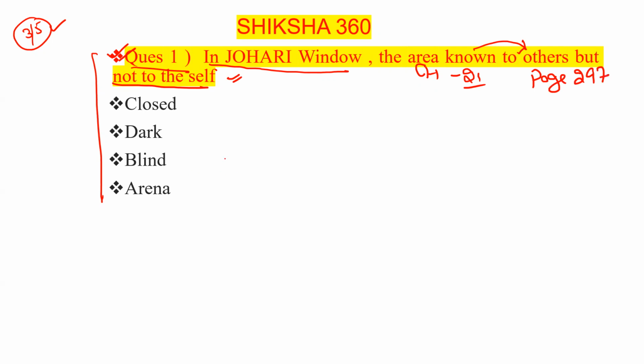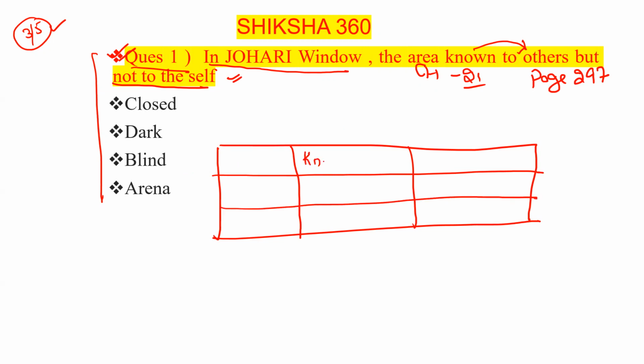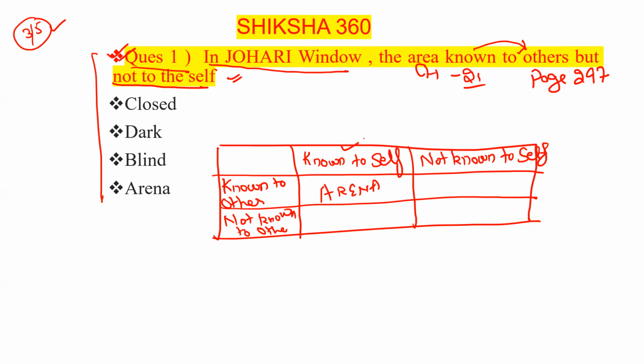We will discuss in detail what the Johari window is. We will draw one table, from which you will be able to answer the question. This block is known to self, this is not known to self. You already have one case study uploaded on that, available in the ABM group, which you can go through. That is known to others. This one is not known to others. Known to self and known to others is the arena, where the person knows and others also know. Not known to self but others know is the blind area.